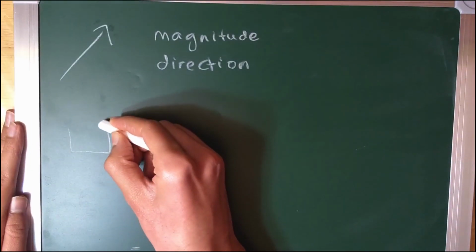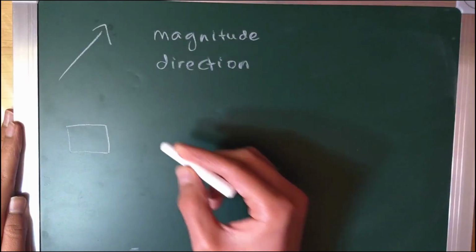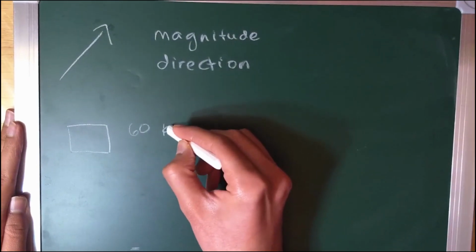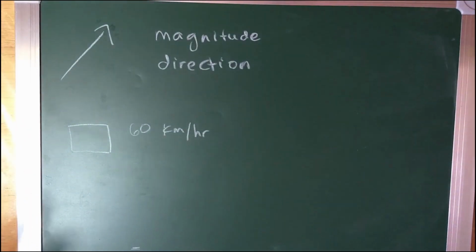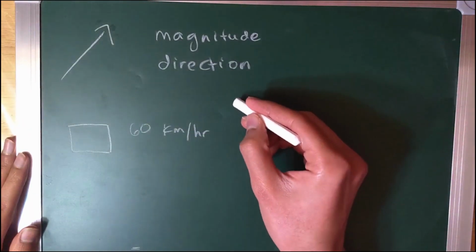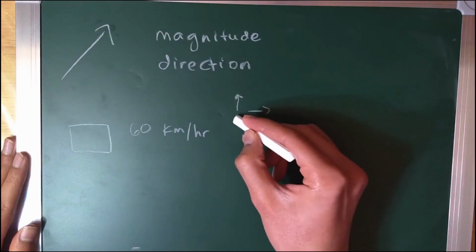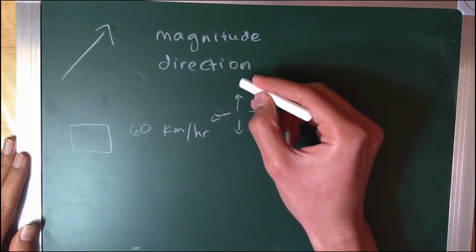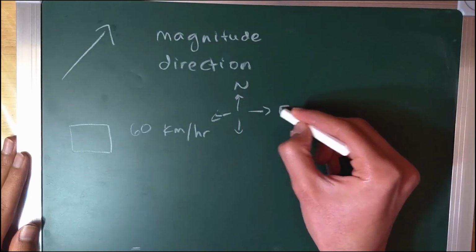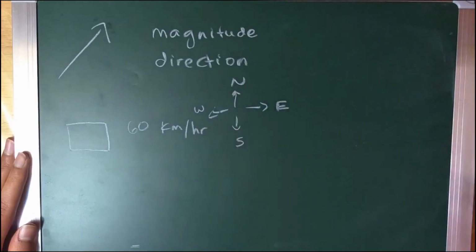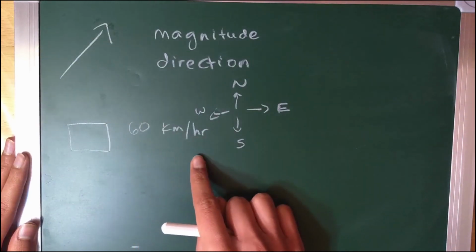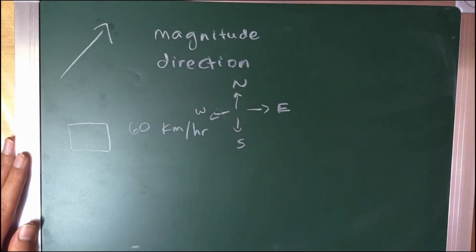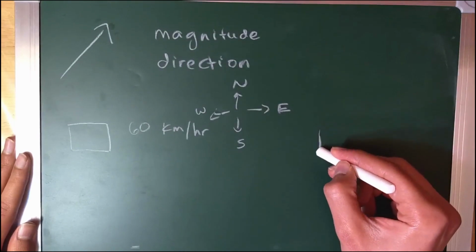This is a car right here, and let's say it has a speed of 60 kilometers per hour. Well, we know how fast it is going, but we don't know what direction it's going. It could be going north, east, south, or west, and I'll just label that. Now, the 60 kilometers per hour is actually the magnitude of some velocity, given that we know it's moving in some direction.